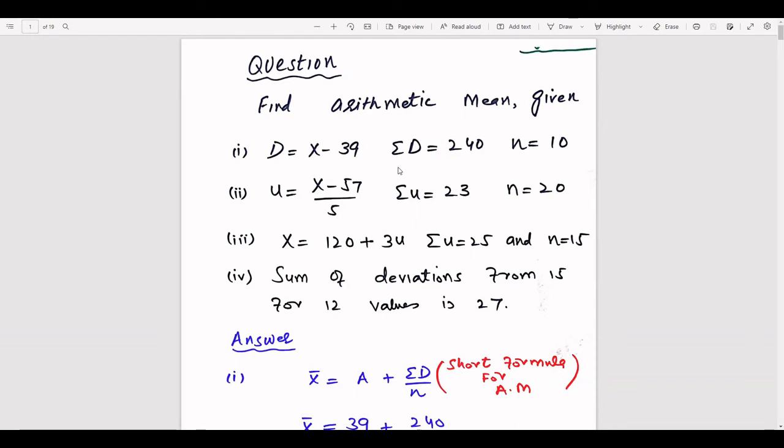In this video, I solved numerical questions about measure of central tendency or measure of location. The other name of measure of central tendency is measure of location. And we solved the question about arithmetic mean with short formula, by direct method, by coding method, by using weighted method, and to calculate combined mean. So now let's start.